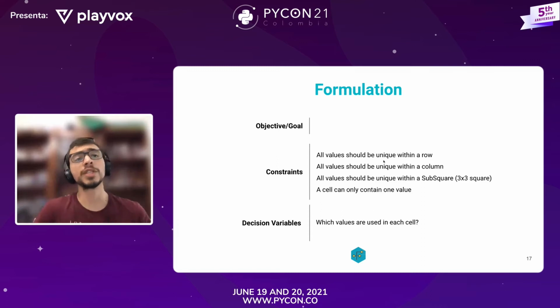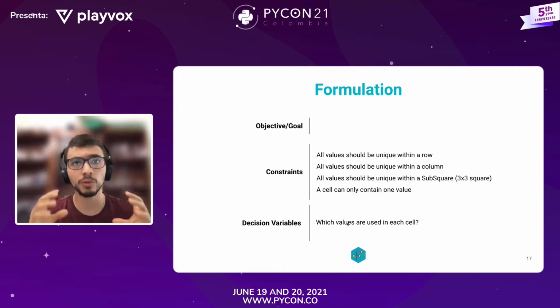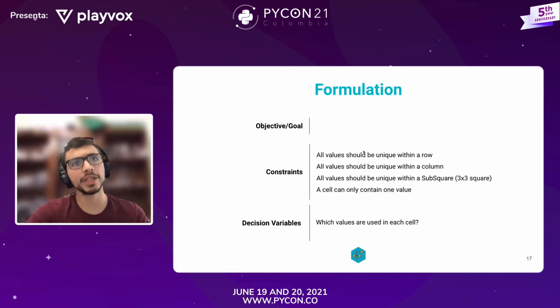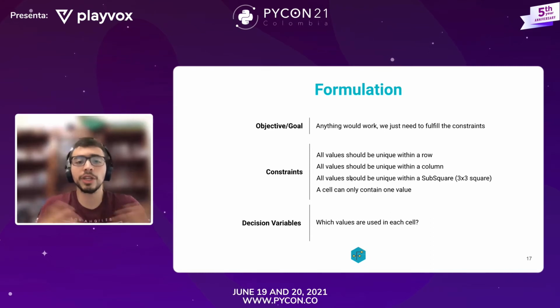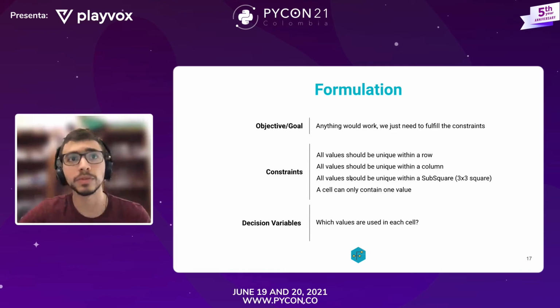Okay, and what is our decision variable? Our decision variable is what value we should put in each cell. That is what we want to know. And what is our objective? This is a feasibility problem, so anything will work. We just need to fulfill the constraints. We don't care about the objective. We don't need to minimize anything. We just need to know if this is feasible or not.